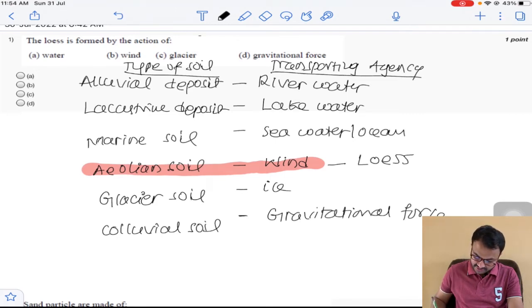So from the 4 options the answer is B. Okay, clear. River water is alluvial, lacustrine is from the lakes, marine soil is sea water or ocean water, and aeolian means the transportation agency is wind. So the example for aeolian soil is loess. So that is the given question.